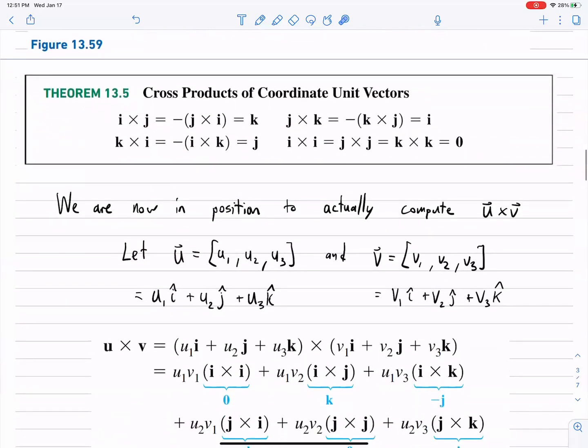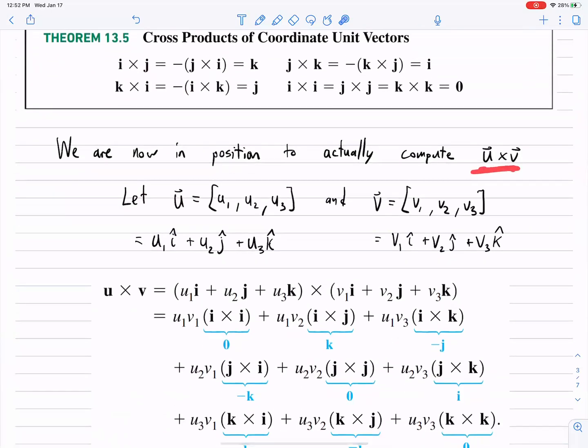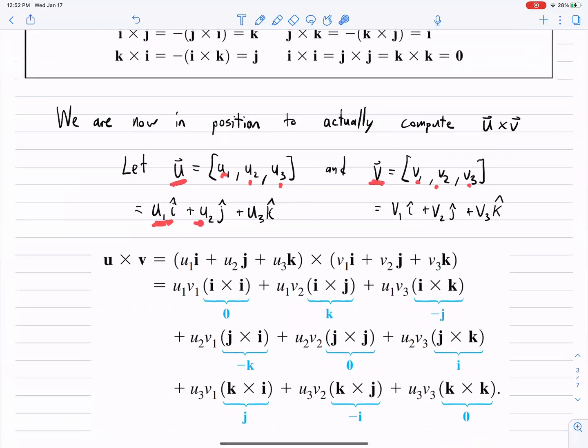Okay, now we're in a position to actually compute what a cross product is. And that's what I'll spend the remainder of the time doing. So let's say you have two vectors, u and v. So that's components u1, u2, u3, v1, v2, v3. Another way we could write this is u1 i plus u2 j plus u3 k. And this one's v1 i plus v2 j plus v3 k.